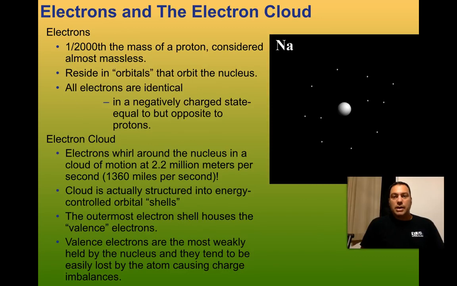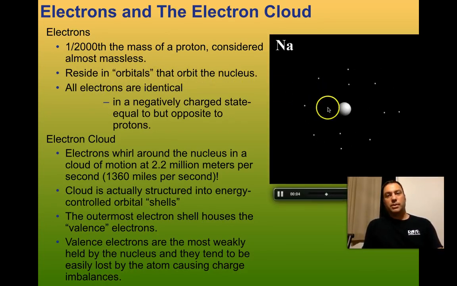All right, so now let's talk about the electrons and the electron cloud. This is actually where it really gets interesting, because the nucleus doesn't do a whole lot. The real motion, the real excitement, actually occurs in what we call the electron cloud. So, electrons in the electron cloud. Electrons are 1/2000th the mass of a proton and are considered almost massless, right? They aren't in fact massless, but they're almost so, and they reside in orbitals that orbit the nucleus.